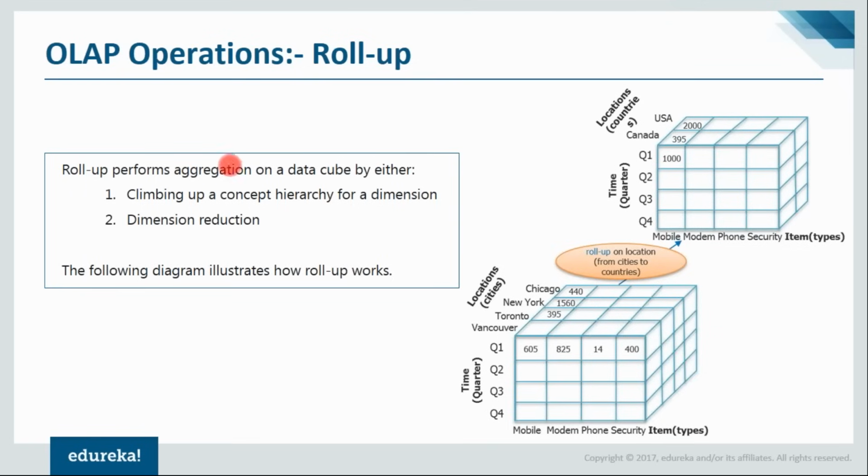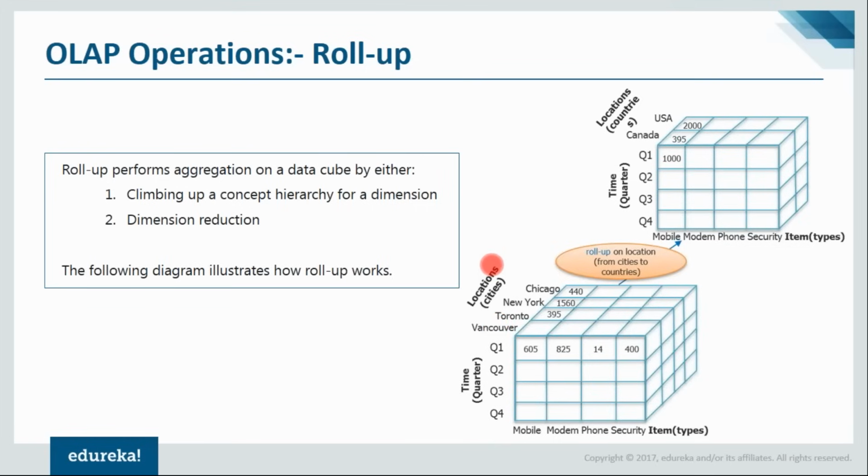So first of all, let's get started with our roll-up operation. Let's read the definition first. Roll-up performs aggregation on a data cube by either climbing up a concept hierarchy for a dimension or by dimension reduction. Okay, so when we say climbing up a concept hierarchy for a dimension, it basically means you will have a particular dimension here, right? So in this case, we have the dimension of cities. So we have 4 different cities. We have Chicago, New York, Toronto, and Vancouver.